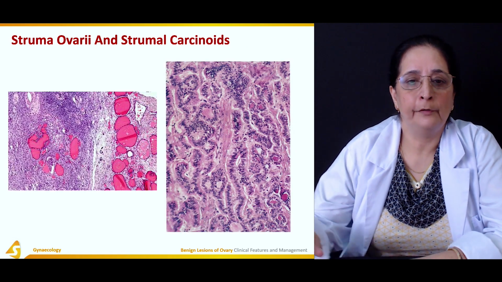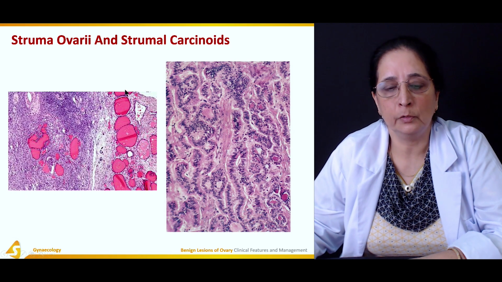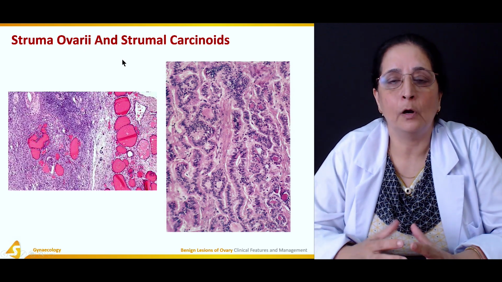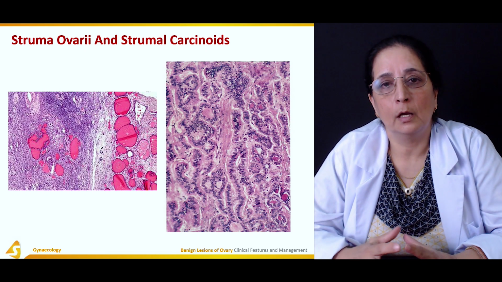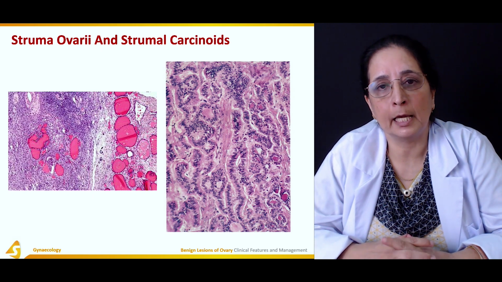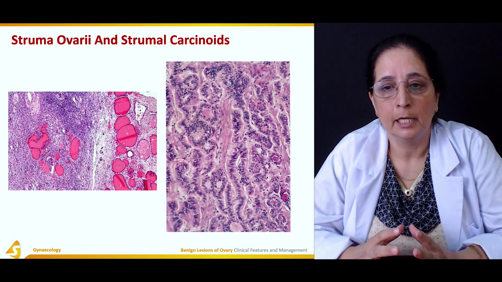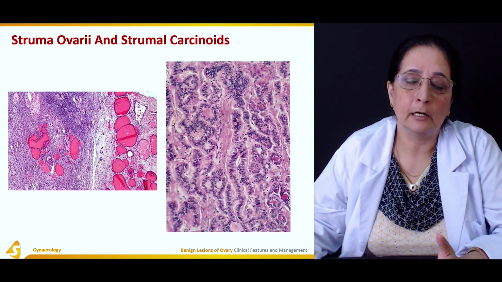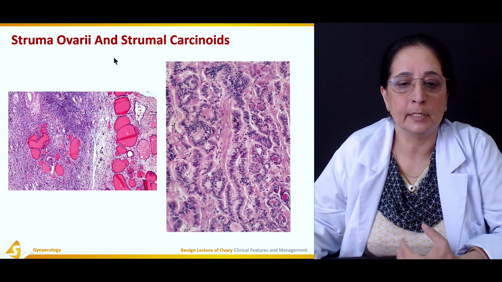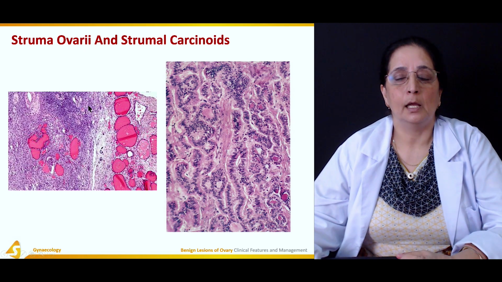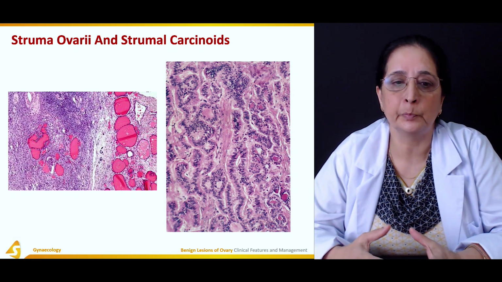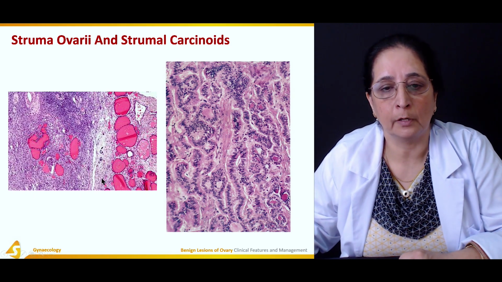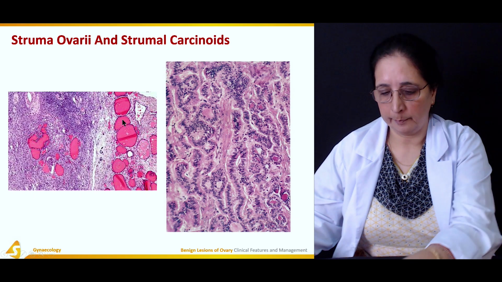Then struma ovarii and stromal carcinoma. Struma ovarii is a type of monodermal teratoma. These are the teratomas in which mature thyroid cells are present. Teratomas are again like a dermoid cyst. Teratomas are growths with different types of tissues present. So in struma ovarii, the tissues of mature thyroid cells are present.